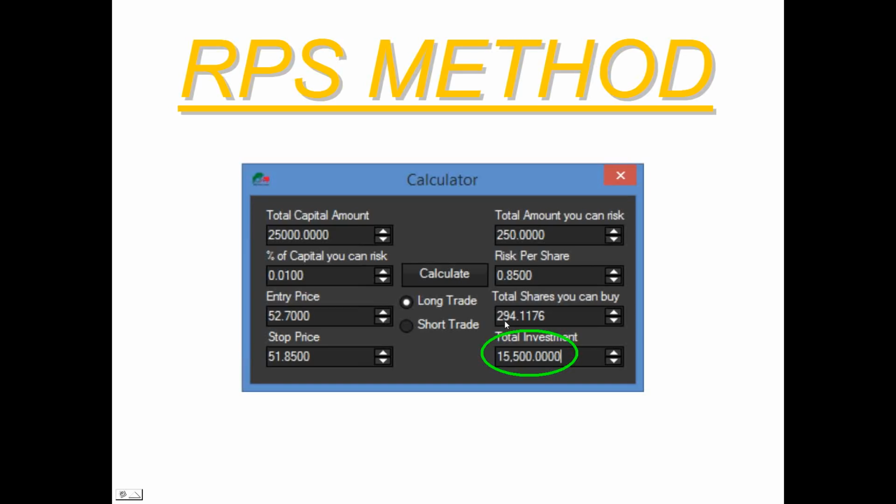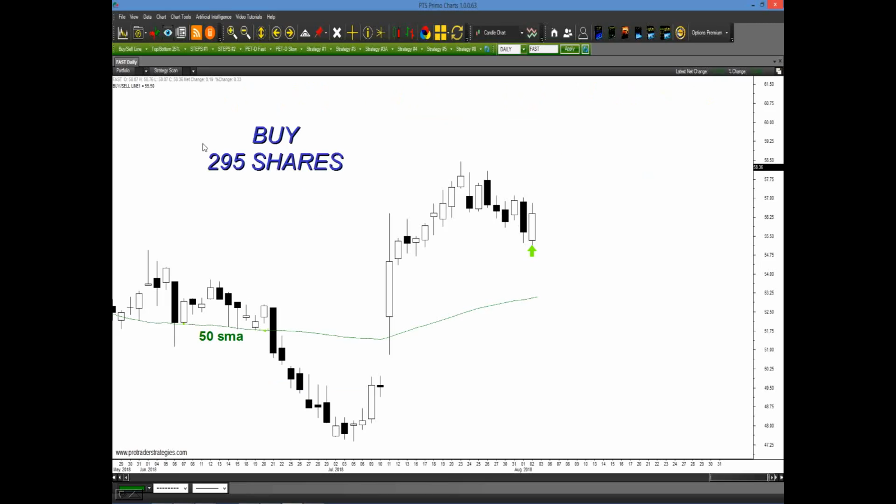All right. So we know we're buying 295 shares. We know that this is a high probability setup. We have a nice slope. We're going to buy 295 shares at the close, and we'll place our stop right here.